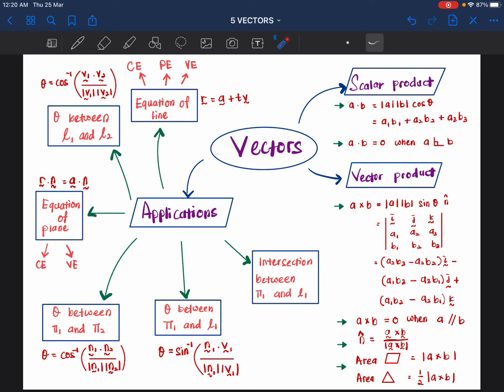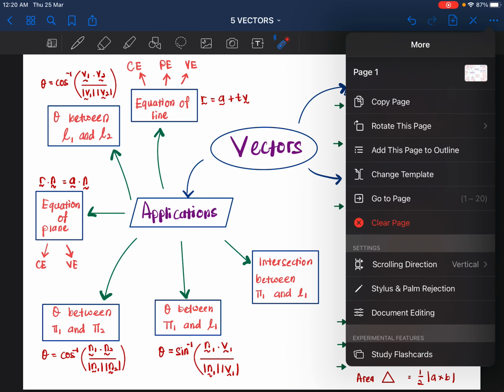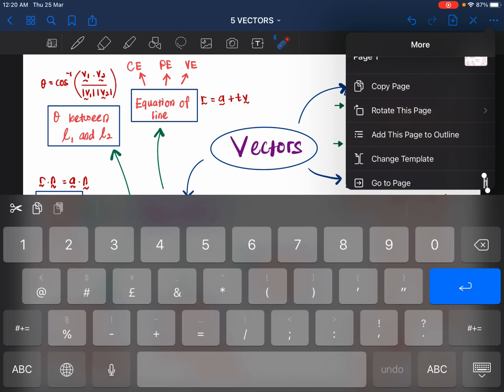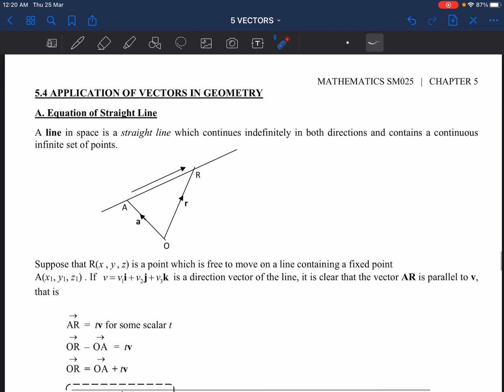Okay, equation of line ada 3 jenis, which is kita ada Cartesian equation, kita ada parametric equation and kita ada vector equations. Kalau kamu tengok angle between two lines, kalau kita tengok formula ni, familiar ke tidak, ini sebenarnya ada kaitan dengan scalar product kita. Ingat kita pernah cari angle between two vectors, sebenarnya benda yang samalah. Okay, sekarang kita tengok dekat application kita. First kali kita akan tengok equation of a straight line.